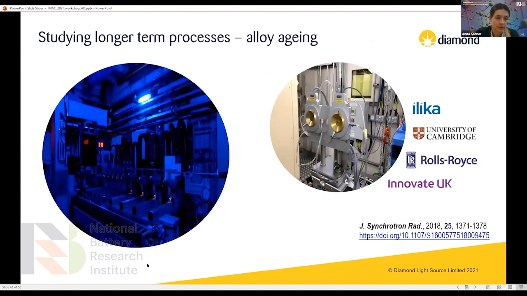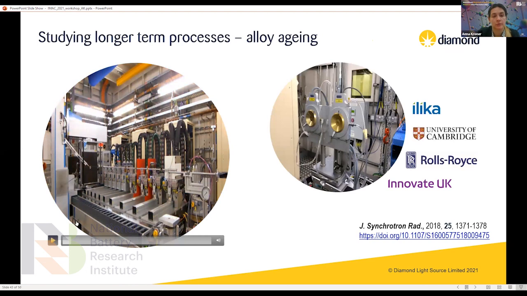I would also like to highlight one of the facilities which we have available at Diamond. This is the long duration experiment beamline. This beamline is attached to our high resolution powder diffraction. What you can see here on this image are all rays, and at each of these rays there is a sample environment which can accommodate specific conditions.